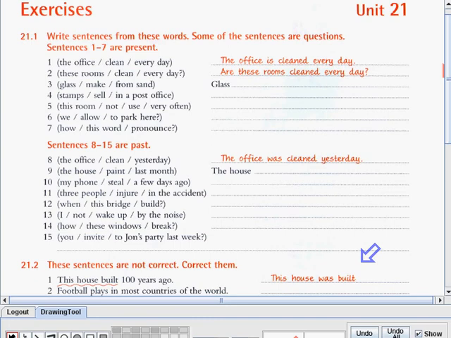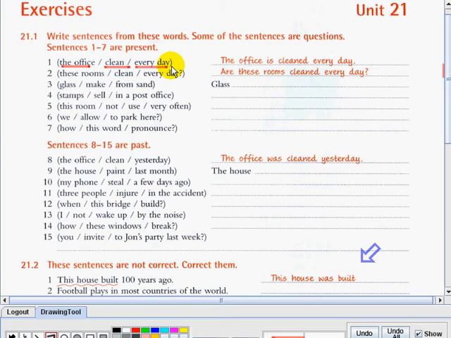Now let's begin. In number 1, we were given 2 examples. The office is cleaned every day. The office is cleaned every day. So we used all the words, right? Inside the open and close parentheses.